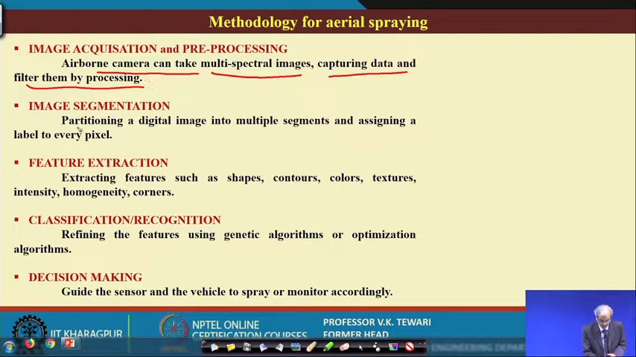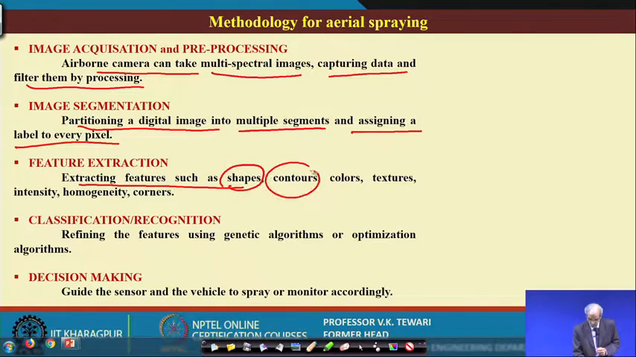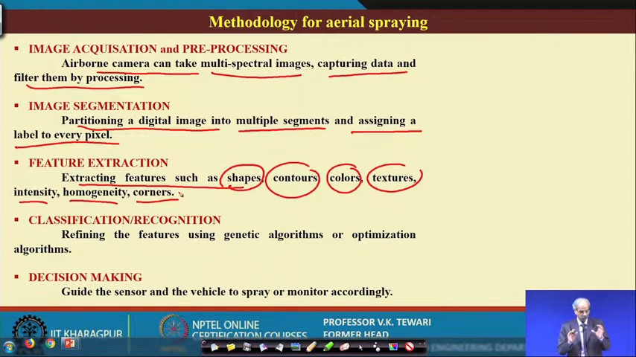That is, partitioning of a digital image into multiple segments and assigning a label to every pixel, because then we should be able to understand what type of image it is, and how we can process this image for our information and assess the level of infestation or whatever has happened. Then feature extraction. What are the features? Extracting features such as the shape, the contours, the colors, the textures, the intensity, the homogeneity, the corners, all details. These are very important for feature extraction.